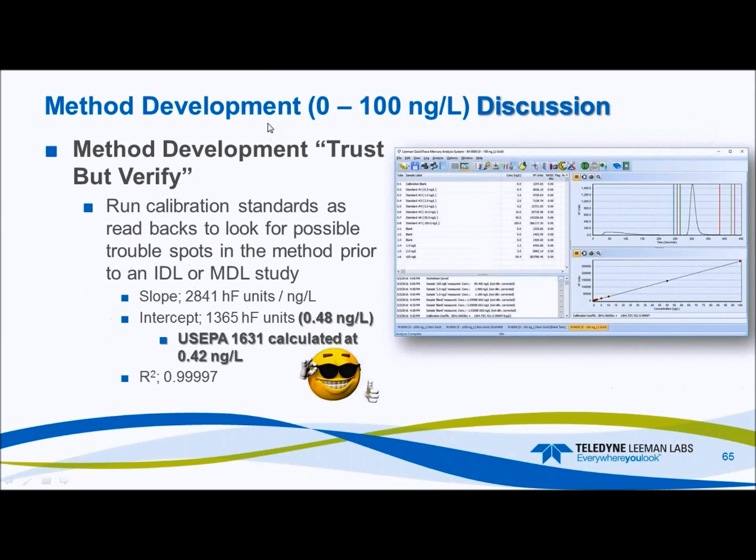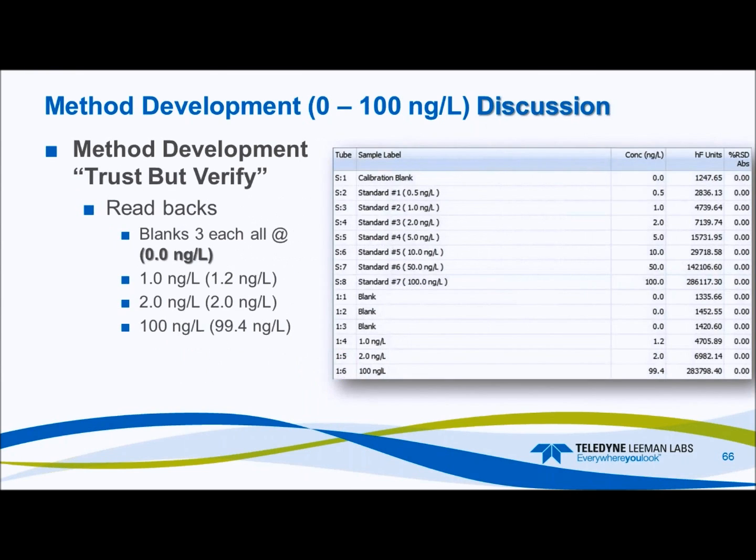Everything's good. So this actually would work for 1631 if all my blanks would pass when you read real blanks, and they should. So run back calibration. Let's look for some trouble spots. So the slope on this is 28.41 HF units per nanogram, and it's a good slope, and it's a nice response. Intercept is 1,365, which turns out to be 0.48 nanograms per liter. So it calculates in the EPA methodology at 0.42. It all passes, and the R-squared is good, and the CF factor, it all passes.